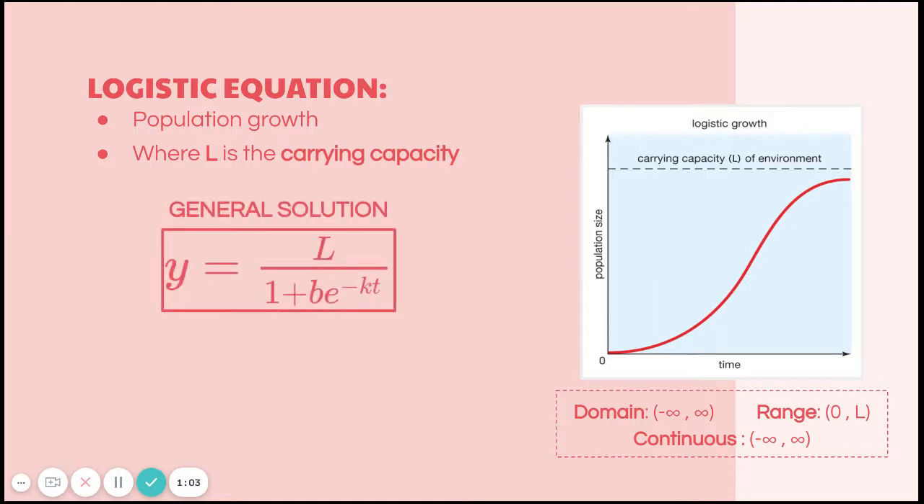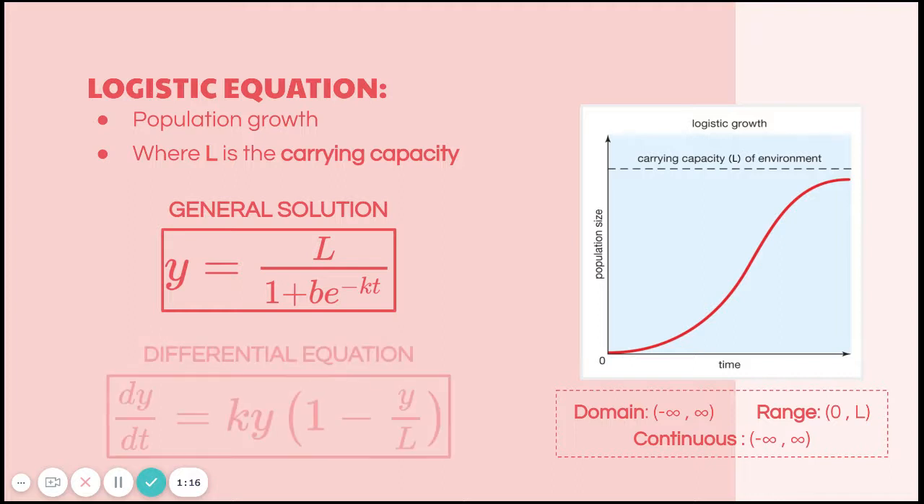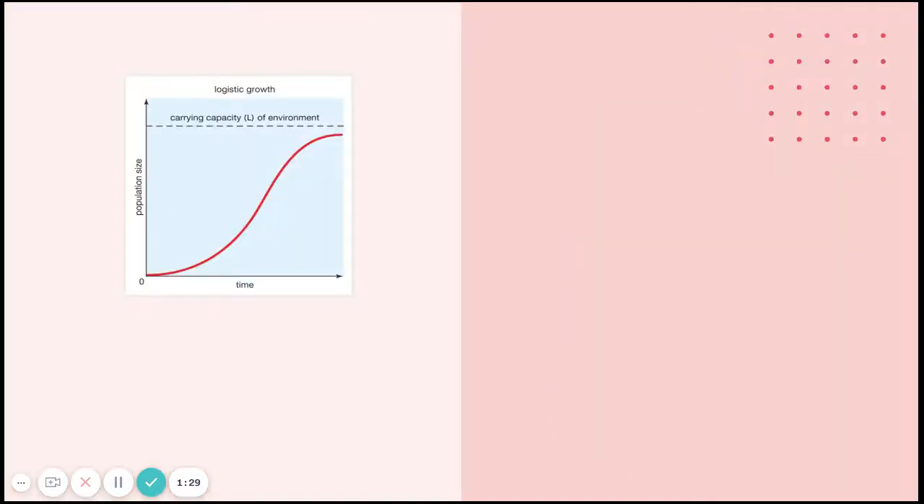The general solution is presented as y equals the carrying capacity L over 1 plus B e to the power of negative kt, where B is an arbitrary constant. And with some magical math, we can differentiate to find that dy/dt is ky times 1 minus y over L. Now let's take a closer look at the graphs and behaviors.